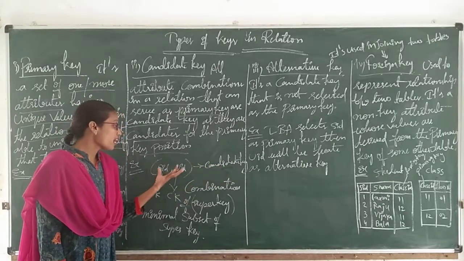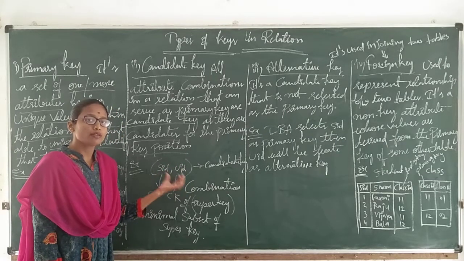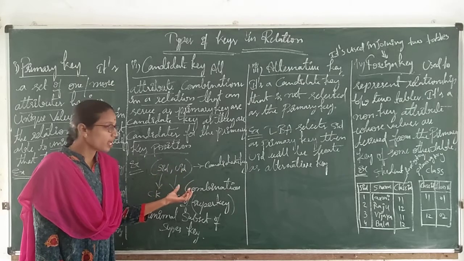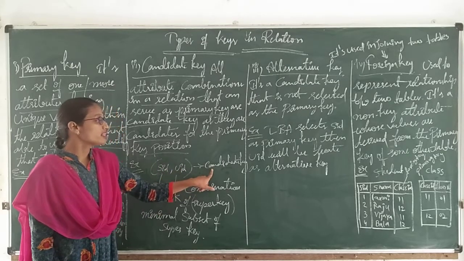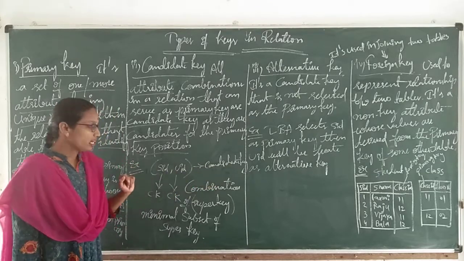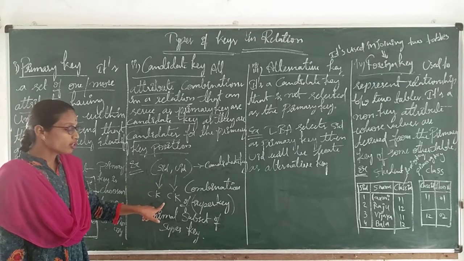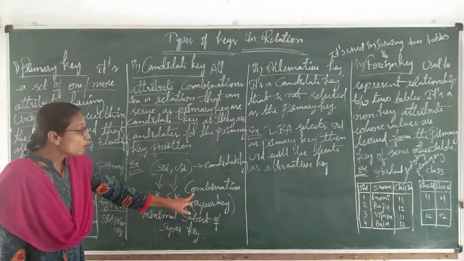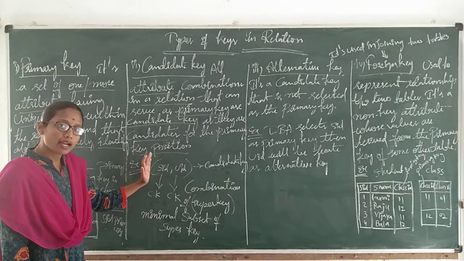In this SID and UID, these two attributes have unique values. That SID and UID we call candidate keys in this relation. SID is a candidate key and UID is also a candidate key. Why are we calling SID and UID candidate keys?